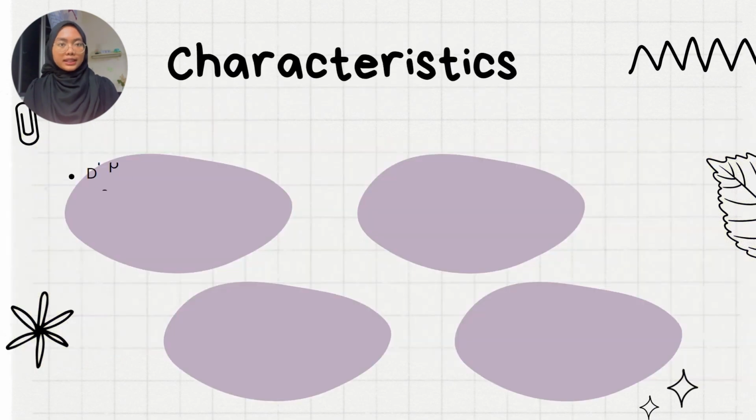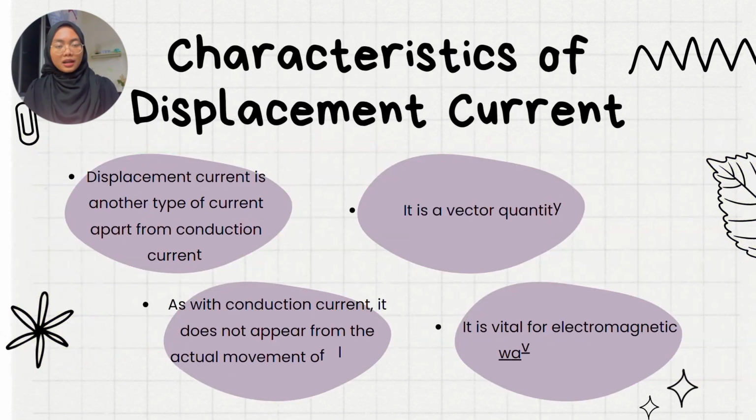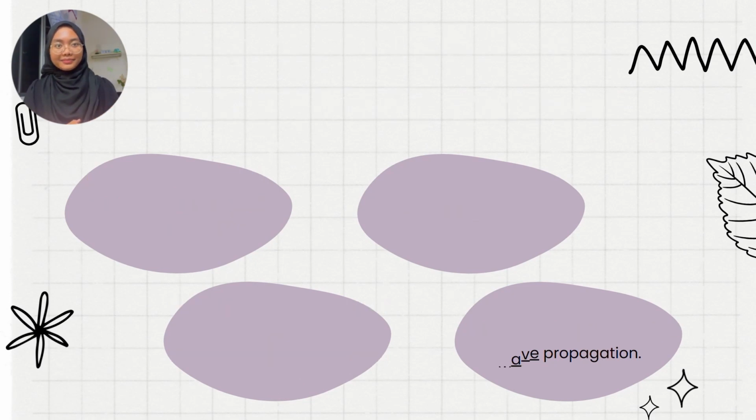So, what are the characteristics of displacement current? Displacement current is another type of current apart from conduction current. As with conduction current, it does not arise from the actual movement of electric charge. It is a vector quantity and it is vital for electromagnetic wave propagation.